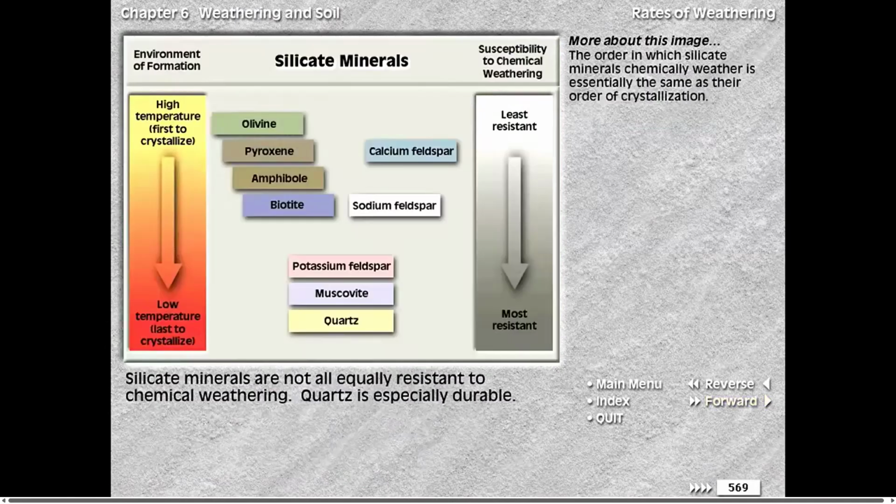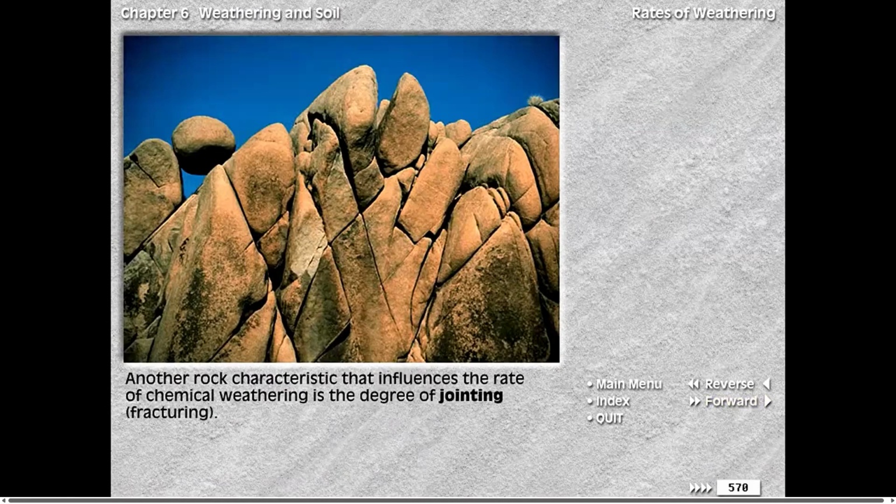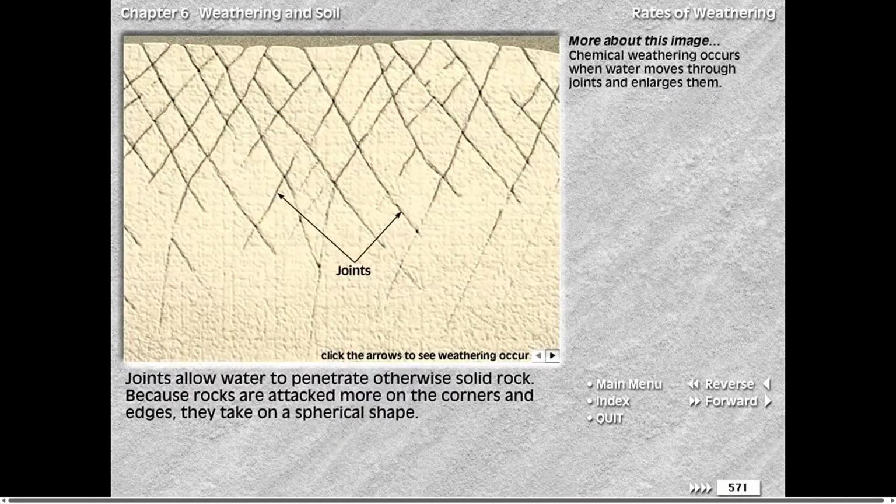Silicate minerals are not all equally resistant to chemical weathering. Quartz is especially durable. Another rock characteristic that influences the rate of chemical weathering is the degree of jointing. Joints allow water to penetrate otherwise solid rock. Because rocks are attacked more on the corners and edges, they take on a spherical shape.